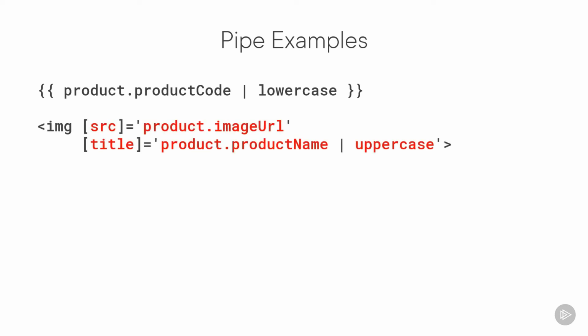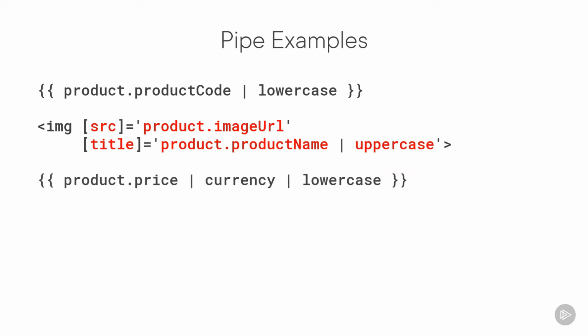We can also use pipes in property bindings. Add the pipe after the property in the template expression and specify the desired pipe. In this example, we specified the uppercase pipe, so the image title will appear in all caps. If needed, we can chain pipes. In this example, the price is transformed into a currency.